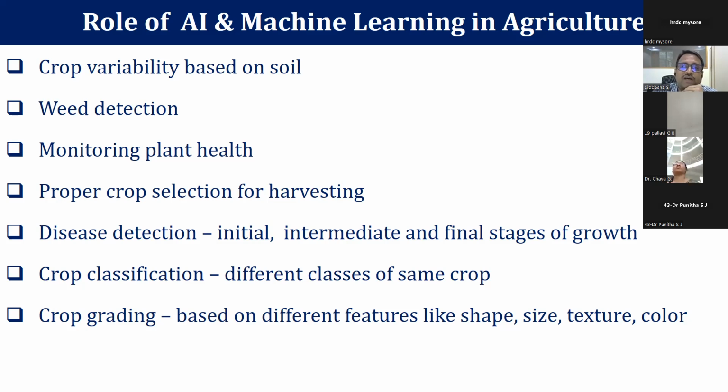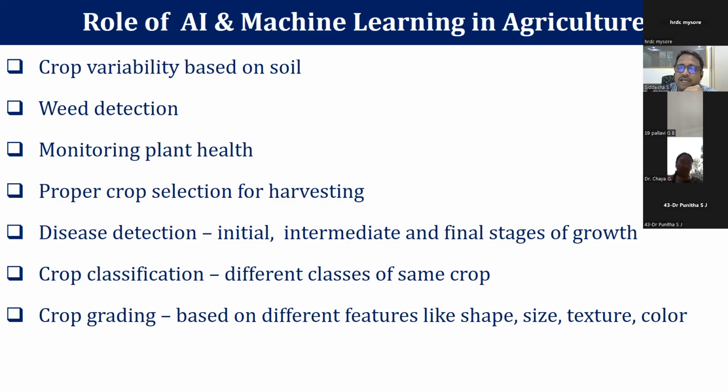Proper crop selection for harvesting. In this case, we are selecting the appropriate crop to harvest. Not every crop will be ready; properly ripe or slightly ripe produce can be harvested. And disease detection, same thing, at the initial, intermediate, and final stages of growth. Next is crop classification, different classes of the same crop. As I mentioned, if you go for mango, we have Rasapuri, Badami, Malagoba. There will be different classes of that. Even that can be classified using computing techniques.